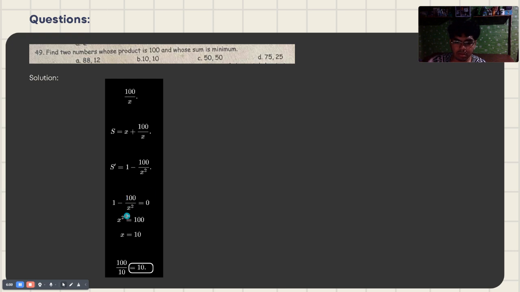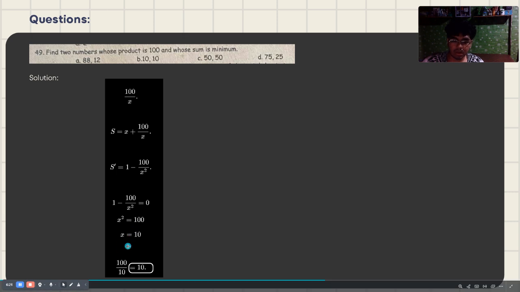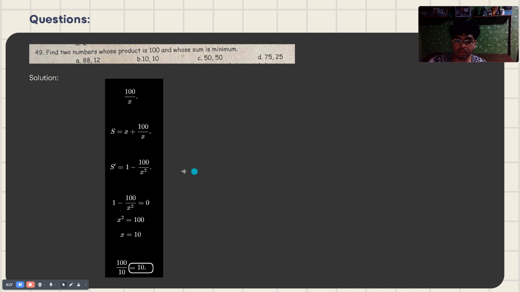Set equal to 0. Then 1 minus 100 over x squared is equal to 0. x squared is equal to 100. Then x is equal to 10. Since we have x, substitute it, so 100 over 10 is equal to 10. So the correct answer is letter B. The minimum is 10 and 10, letter B.